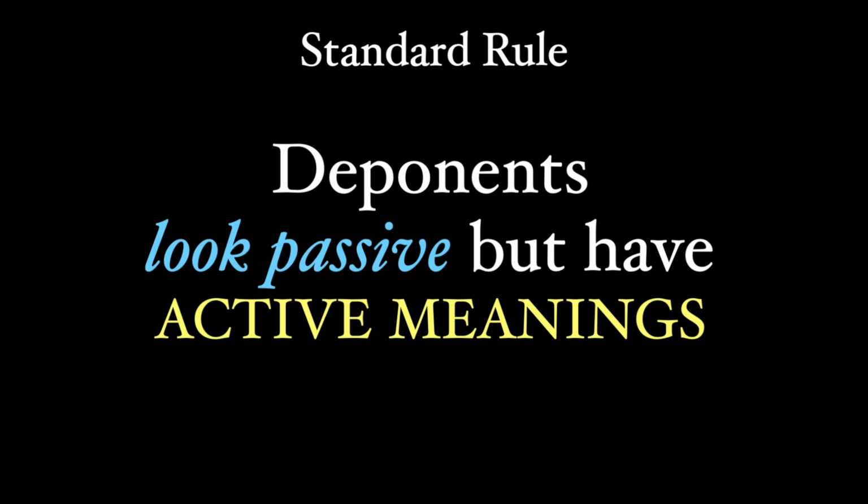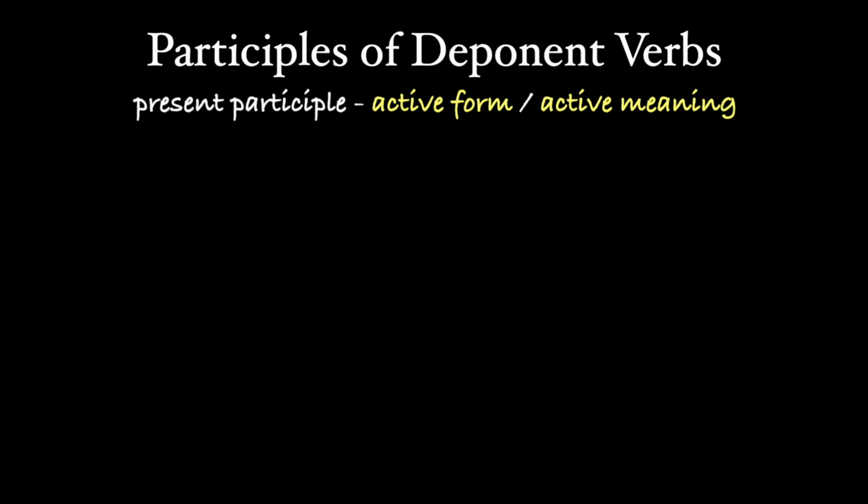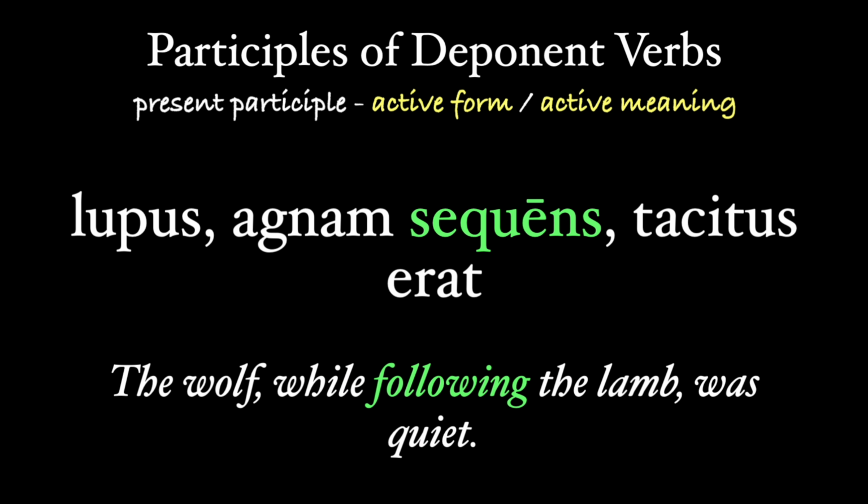The standard rule is that deponents look passive but have active meanings in English. But this rule breaks down when we look at participles. The present participle looks like a present active participle, and it has an active meaning, so it looks active with active meanings, since there is no present passive participle. Sequens, following, as in lupus agnon sequens tacitus erat. The wolf, following or while following the lamb, was quiet.